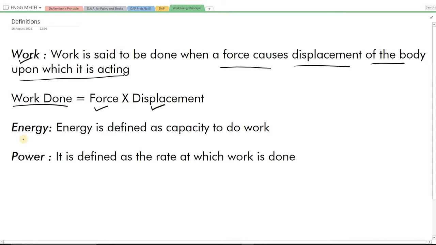Then the second definition here is energy, and it is defined as the capacity to do work. Then the rate at which work is being done is called power. Okay, these are the three basic definitions that need to be introduced at the start of this unit number 6. Now we will move on to the main thing in this unit, which is the work energy principle. Okay, let's move on to the work energy principle.